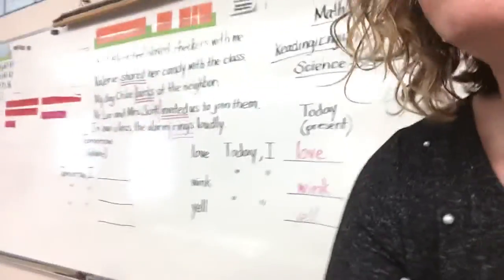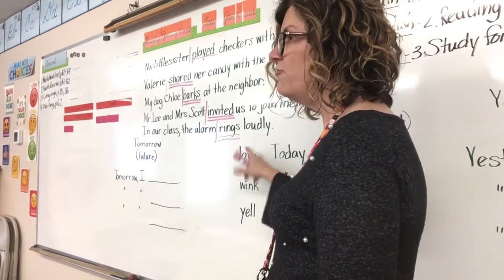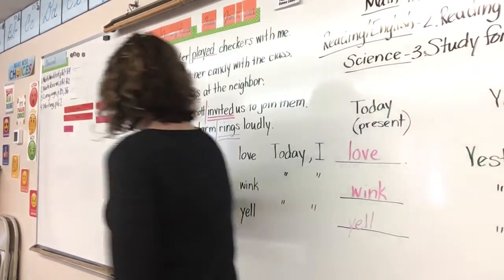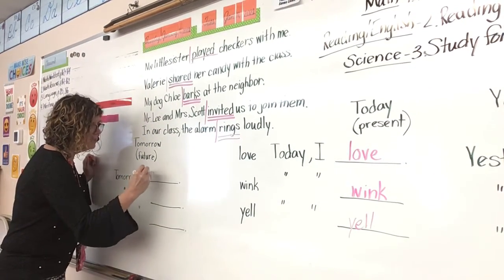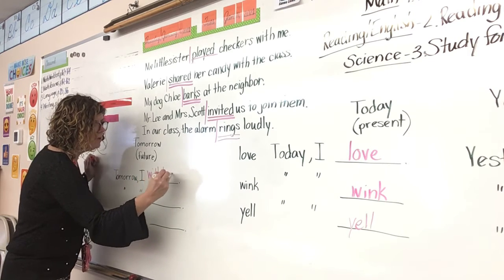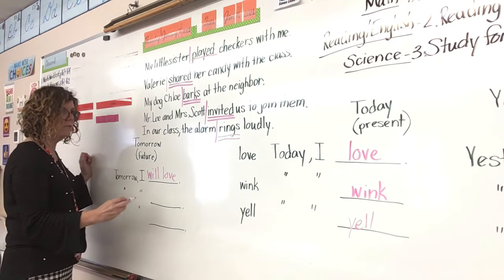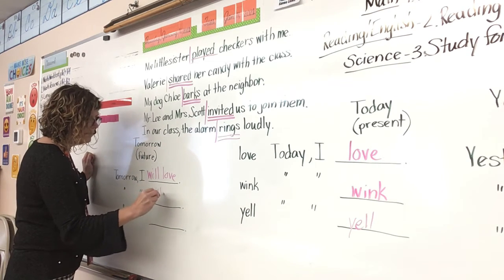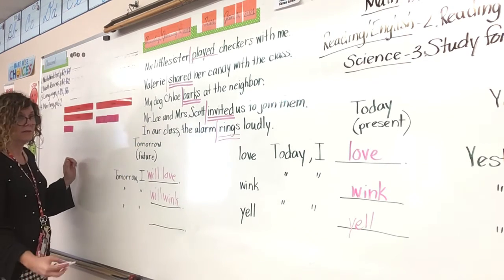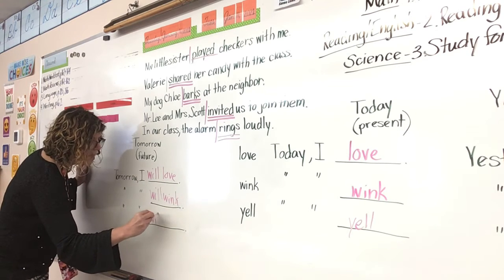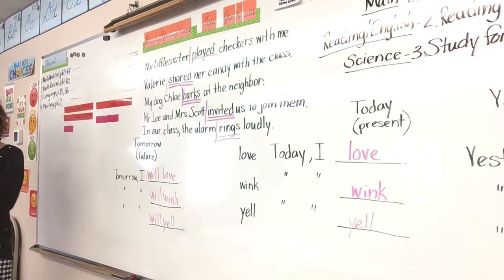So let's go back. Move the camera again to over there where I have tomorrow. And let's take the same verb that we used for the present tense. And tomorrow I will love. Very good. The next verb was wink, so tomorrow I will wink. And the last one is tomorrow I will yell. Very good. Tomorrow I will yell. Okay? So that's making it be in the future.